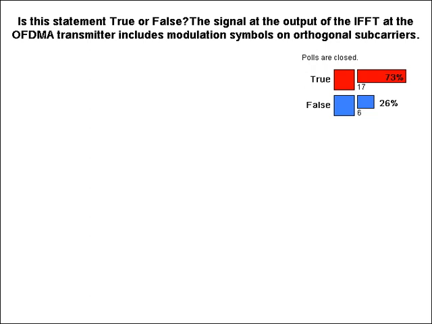Once we construct the IFFT signal, it looks like noise. It looks like a completely messed up signal. But as I have said, inside that signal we have orthogonal subcarriers, each subcarrier carrying a modulation symbol. So this is correct. Now, someone wants an example of the modulation symbol. So let's take care of that.